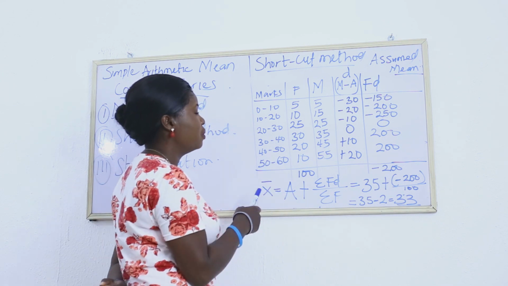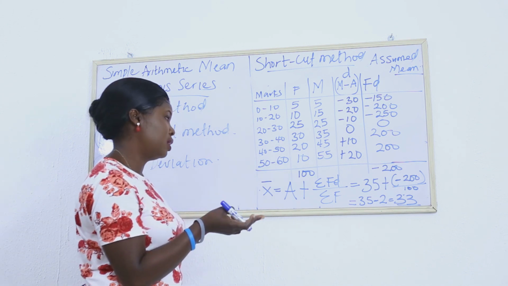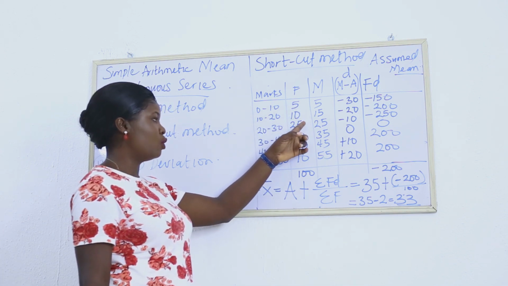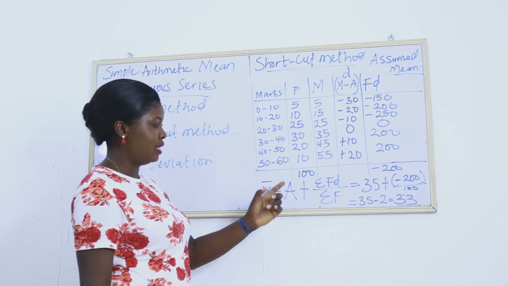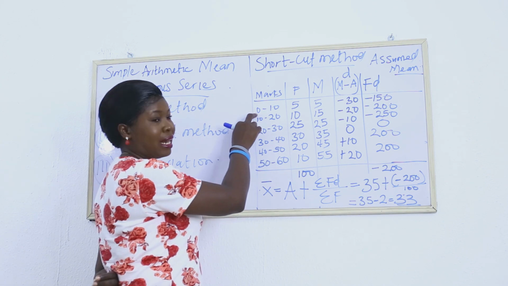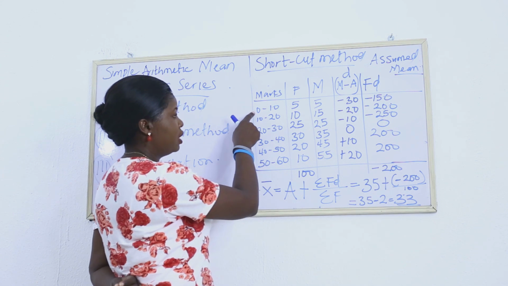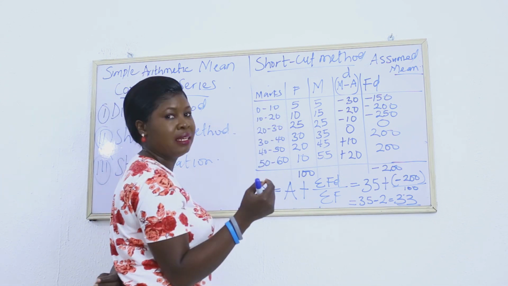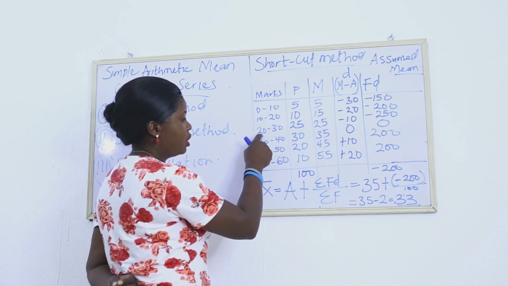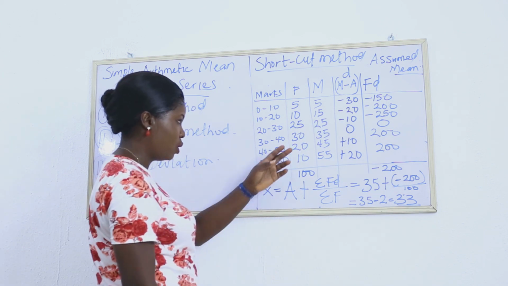Okay, looking at the question again, the marks range between 0 to 10, 10 to 20, 20 to 30, 30 to 40, 40 to 50, then 50 to 60. Then this is the frequency: 5, 10, 25, 30, 20 and 10, and the total is 100. Then the midpoint is the lower class interval plus the upper class interval divided by 2. So for the first one, it is 0 plus 10, 10 divided by 2, 5; 10 plus 20, 30 divided by 2, 15; 20 plus 30, 50 divided by 2, 25, and so on.